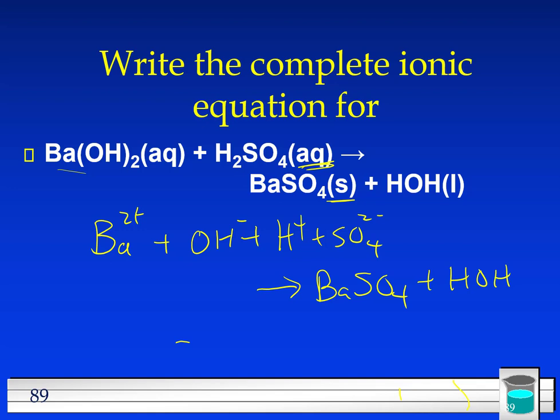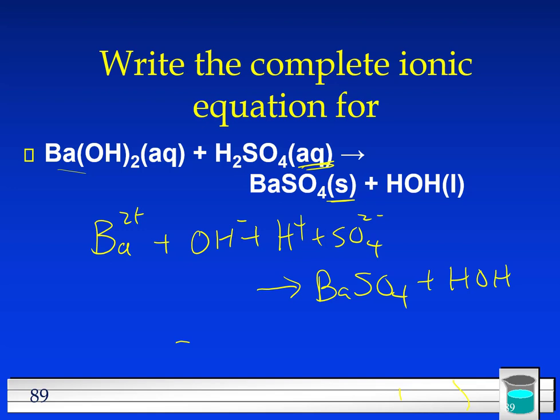Because when I put them together, they make things that aren't ionic. If I put too much H2SO4 in, I get my light bulb back. If I put too much barium hydroxide in, I get my light bulb back, because those are ions. Okay? So it's not just a bunch of letters on a screen.